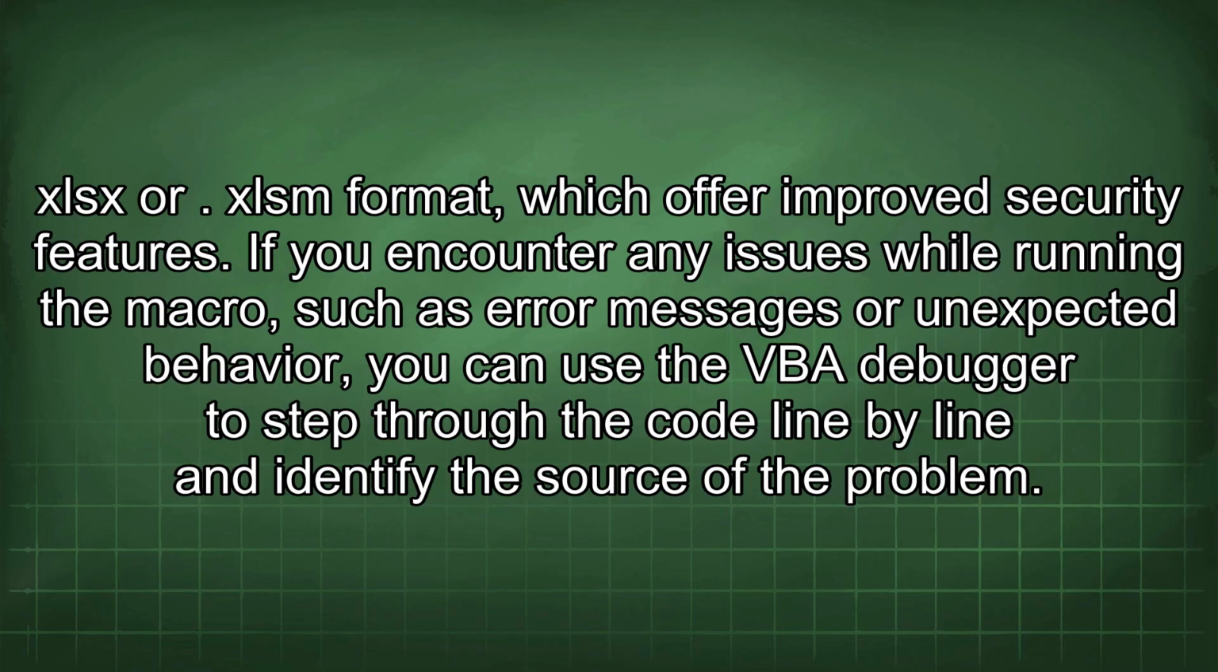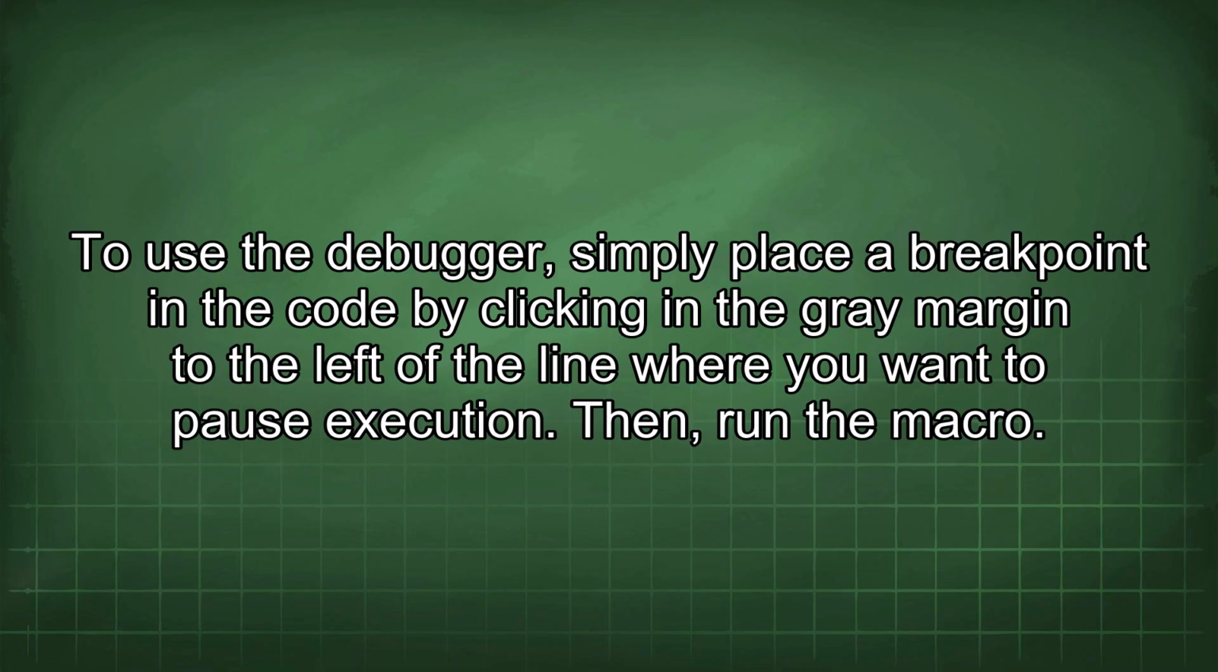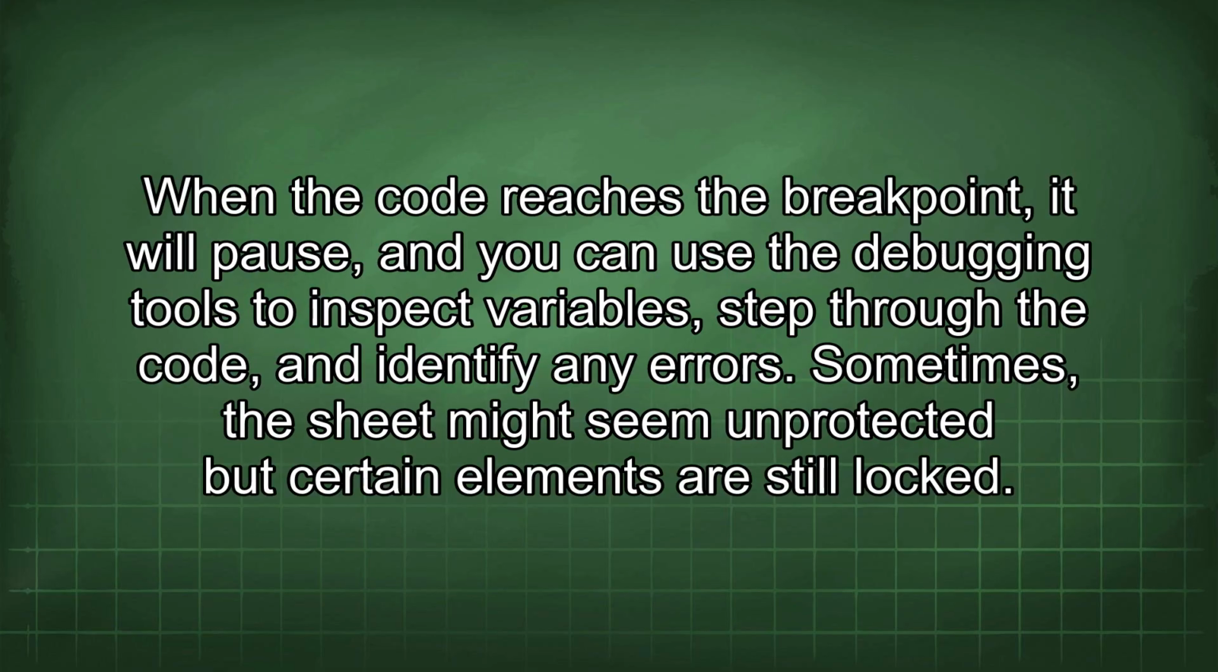If you encounter any issues while running the macro, such as error messages or unexpected behavior, you can use the VBA debugger to step through the code line by line and identify the source of the problem. To use the debugger, simply place a breakpoint in the code by clicking in the grey margin to the left of the line where you want to pause execution. Then, run the macro. When the code reaches the breakpoint, it will pause, and you can use the debugging tools to inspect variables, step through the code, and identify any errors.